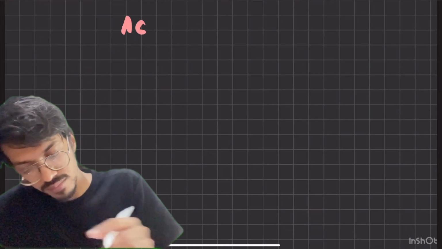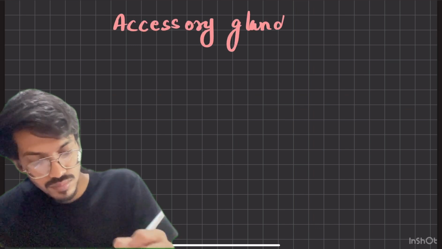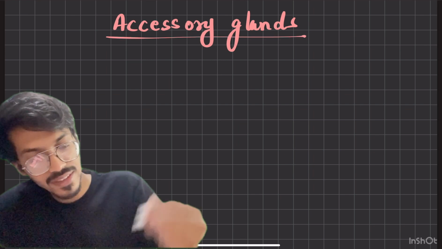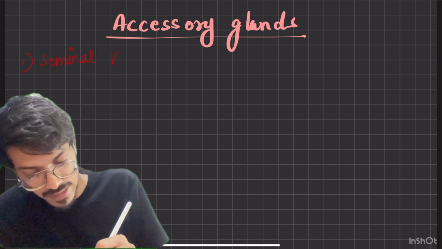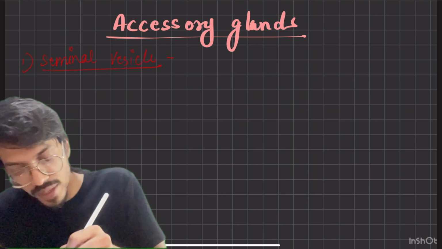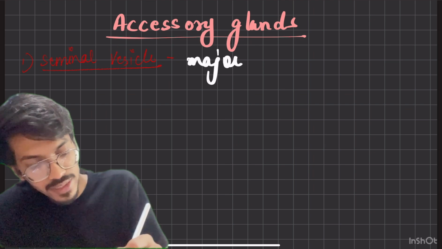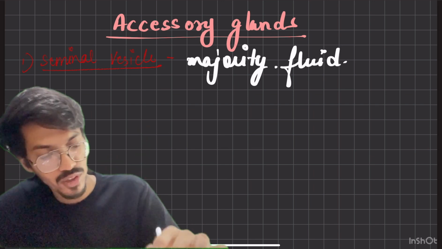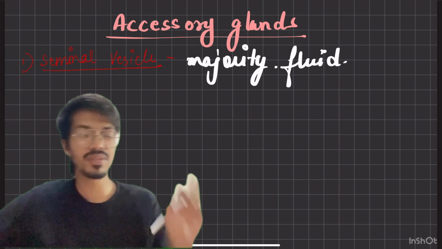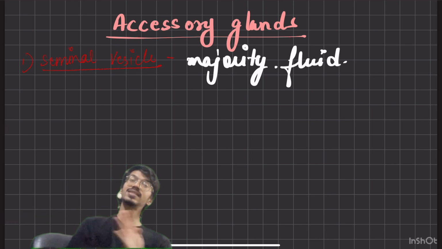Accessory glands. Just facts you have to remember. Number one is the seminal vesicle. First point you have to remember is that it contributes the majority of the fluid. The majority of the fluid is provided by this gland only. No other gland does this except this one. So the majority of the fluid will be provided by the seminal vesicles.